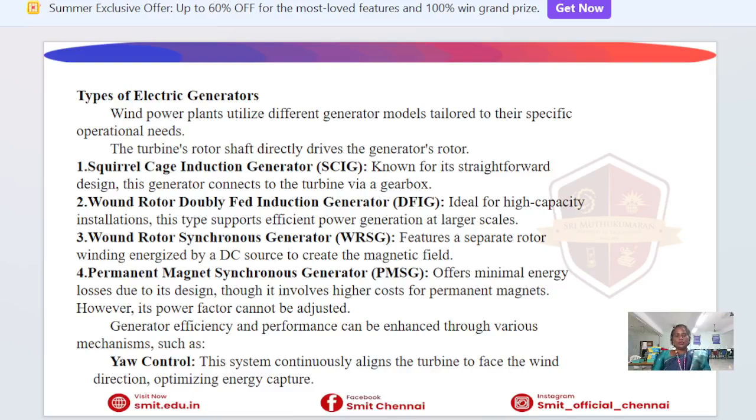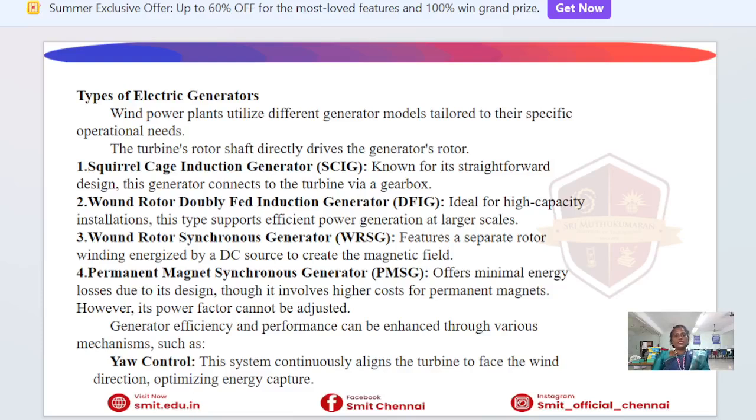In wind power plants, different types of generators are used depending on the required power capacity, efficiency, and speed control characteristics. The wind turbine converts wind energy into mechanical energy. This mechanical energy rotates the turbine shaft, which in turn drives the generator rotor. The major generator types are squirrel cage induction generator, doubly fed induction generator, wound rotor synchronous generator, permanent magnet synchronous generator.